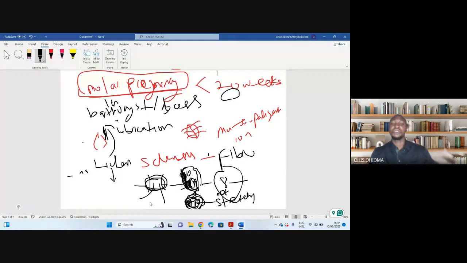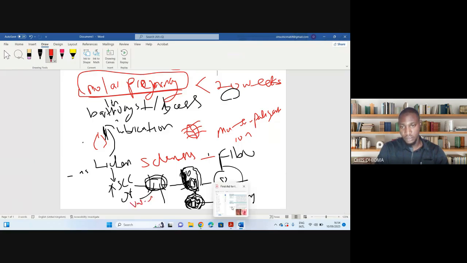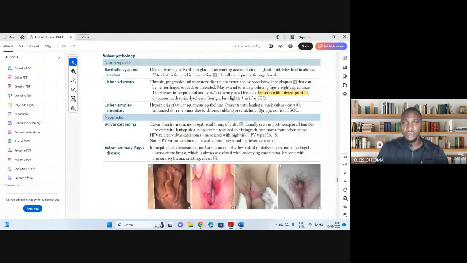And so this patient presents with other secondary symptoms such as dyschezia and dyspareunia, right? And this condition increases the risk of squamous cell carcinoma of the vulva, which is what we're going to talk about in the next topic. For lichen sclerosus, it's a different thing here.